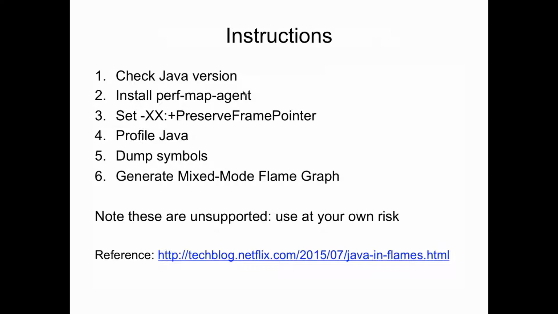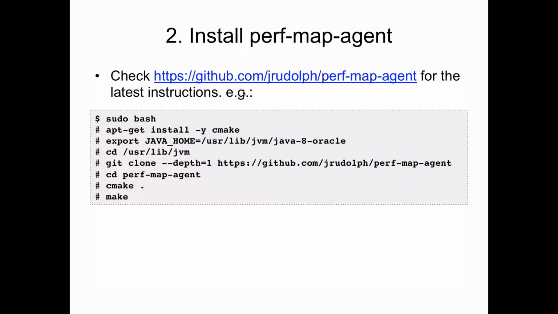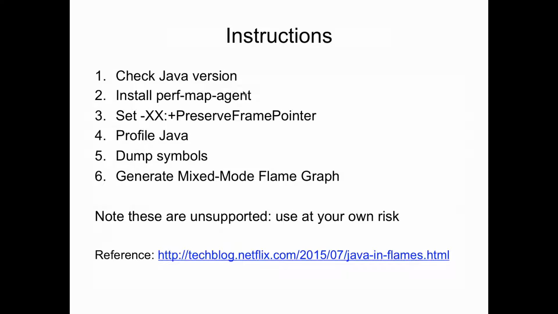Now, I had instructions on the Netflix tech blog, which you can refer to. I'll just breeze through them quickly here to give you a feeling for it. So, JDK 8 update 60 or better. Perf-map-agent is the one we're using at the moment, and that will do a symbol dump. I should mention that these are all unsupported. Netflix doesn't sell Java support. We're just sharing how we actually do this.